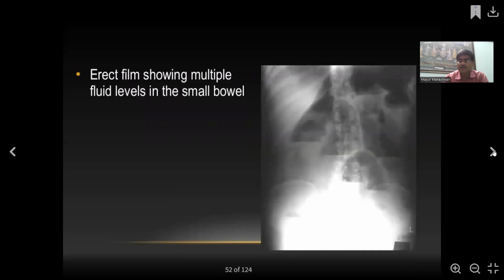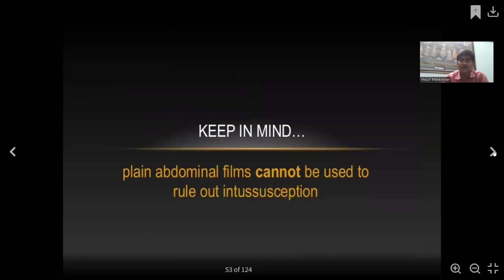See another picture of multiple air fluid levels. This usually occurs in a late stage. So you have to keep in mind that plain abdominal films cannot be used to rule out intussusception.